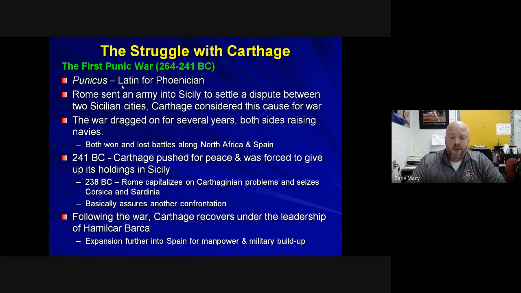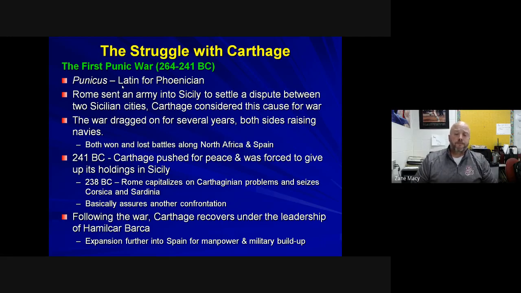Just 3 years later, again very opportunistic, the Romans end up seeing a weak point in Carthage's power structure. They see problems within the Carthaginian government, and they move in to take the islands of Corsica and Sardinia. Well, since they invaded Carthaginian territory, this ensures that another conflict is coming. It doesn't come immediately, but it's coming.